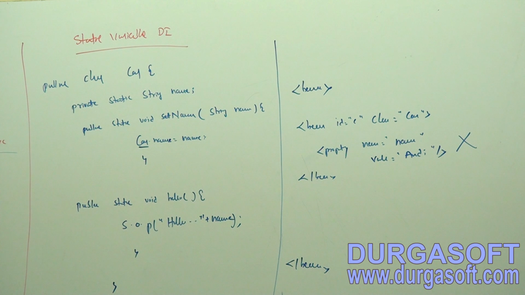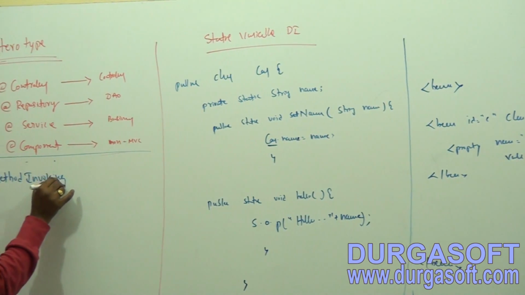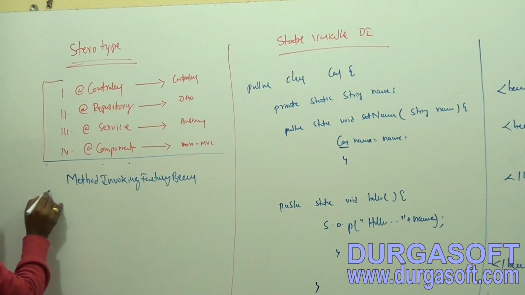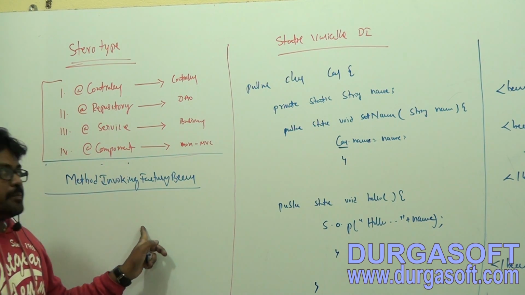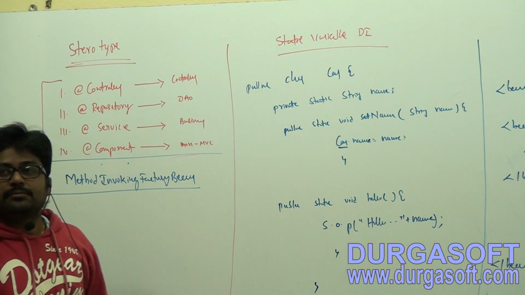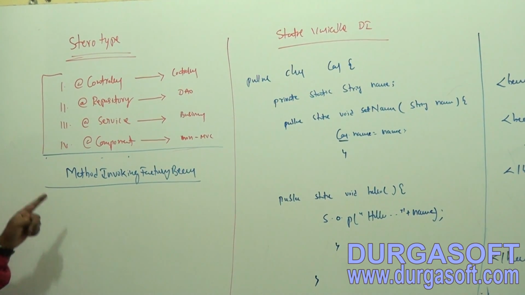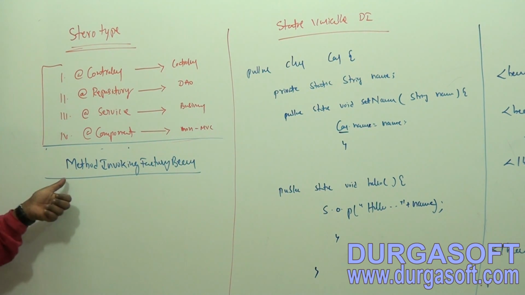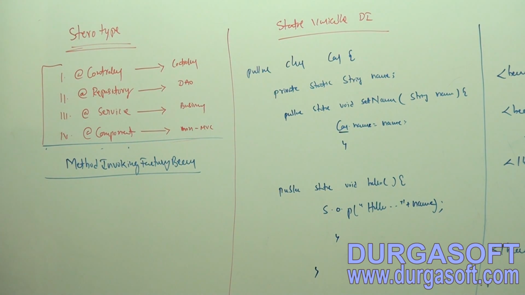Then for injecting static variables we have one support class. That class name is MethodInvokingFactoryBean. This MethodInvokingFactoryBean class will help us pass a static variable into a static method. By using this MethodInvokingFactoryBean class, you need to pass values into static methods. This class is a predefined class in Spring. Okay, it's a predefined class in Spring. In this class they have given setter methods.